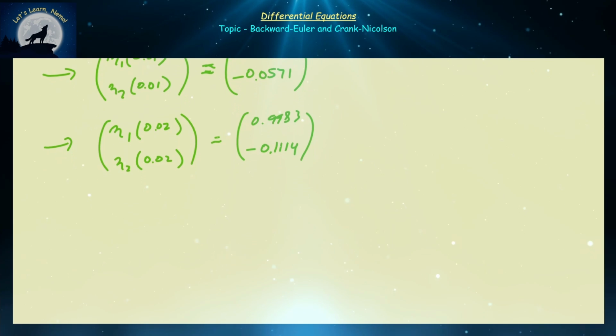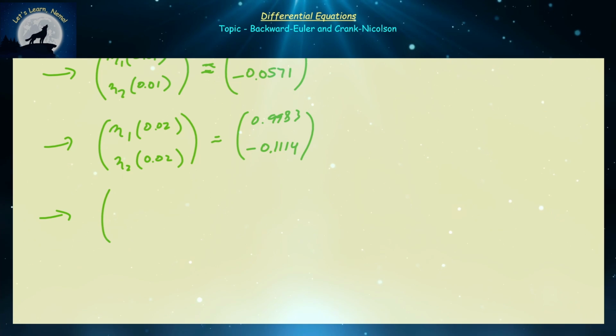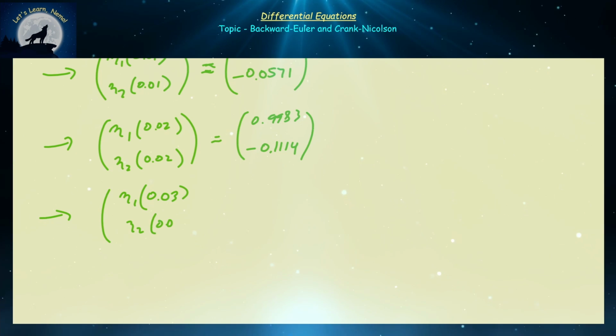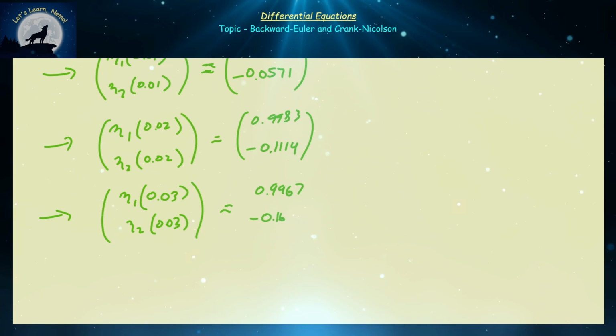And let's do it one more time so we can have the same number of points. So we're going to have eta 1 of 0.03 and eta 2 of 0.03. And that's going to be approximately equal to 0.9967, and that would be negative 0.1631. But keep in mind, technically, we do not need that value unless we want to do one more iteration.